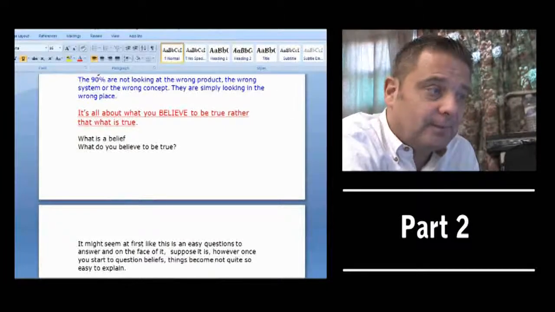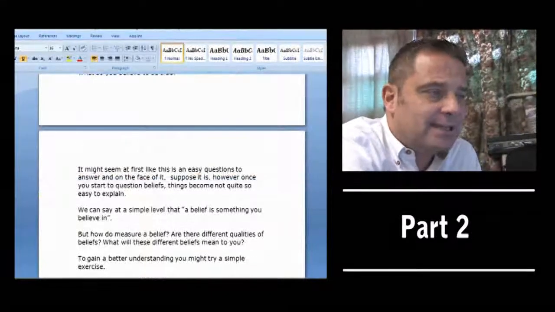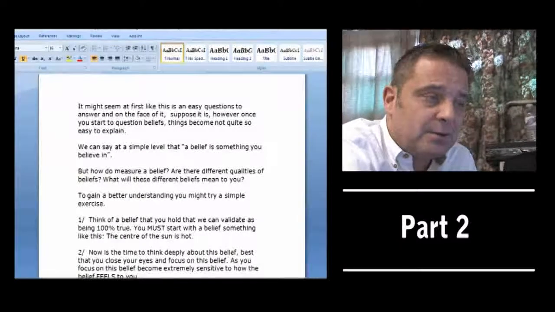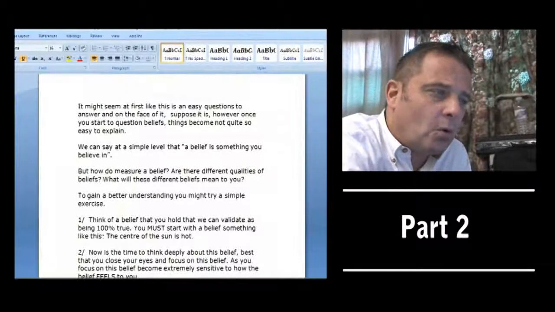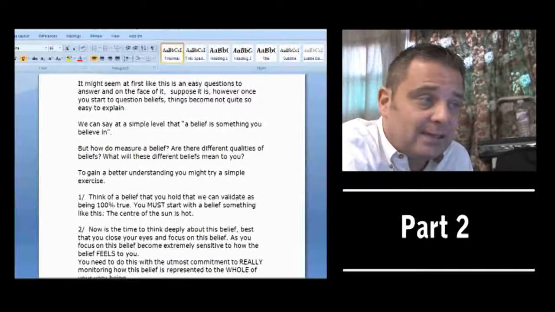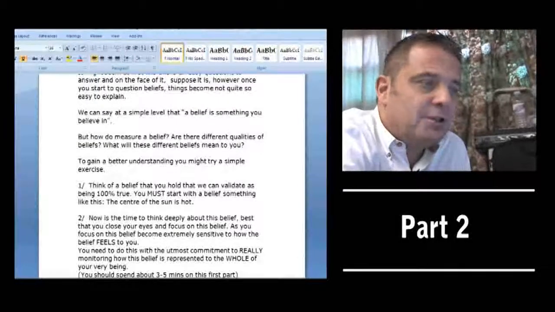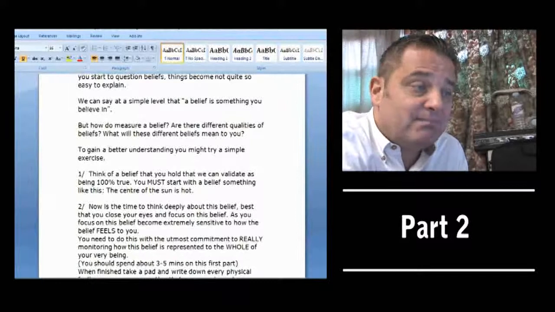What is a belief? What do you believe to be true? It might seem at first this is an easy question to answer. On the face of it, you suppose it is. However, once you start to question beliefs, things become not quite so easy to explain. We can say at a simple level that a belief is something you believe in. How do you measure a belief? Are there different qualities of beliefs? What will these beliefs mean to you?